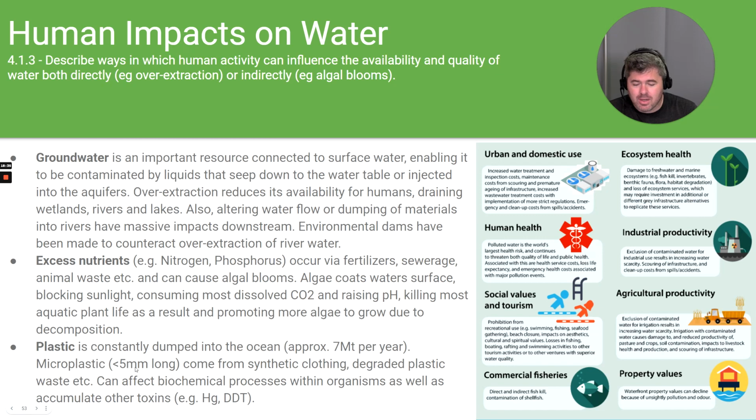Now, these microplastics are less than 5 millimeters long, and they come from various products that we just throw away. So it's just synthetic clothing, degraded plastic waste, and they can affect a host of biochemical processes inside regular organisms. For instance, it might start choking a sea turtle, or it might cause indigestion in whales and cause them to die. And it can accumulate a whole bunch of other toxins as well, such as mercury or DDT, both of which are incredibly dangerous to many organisms.